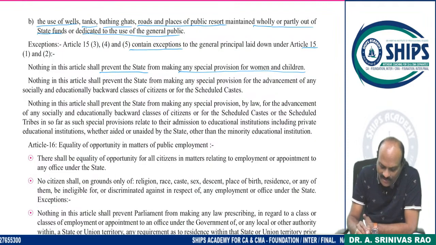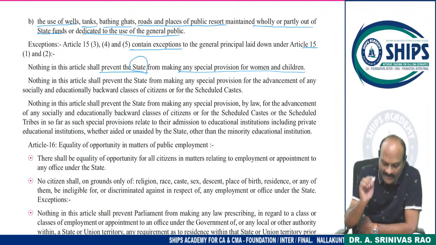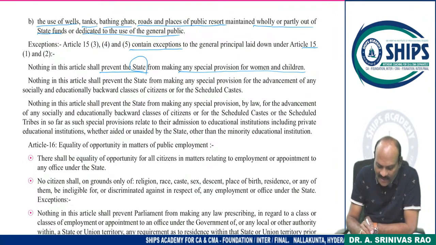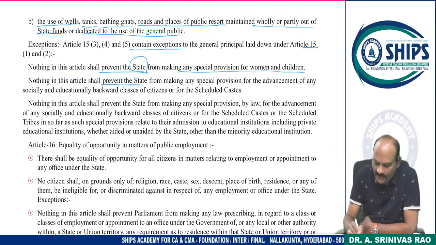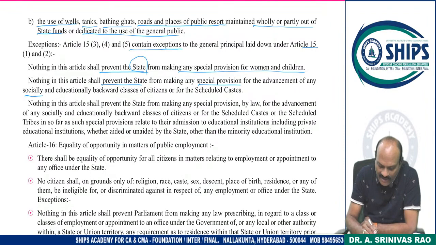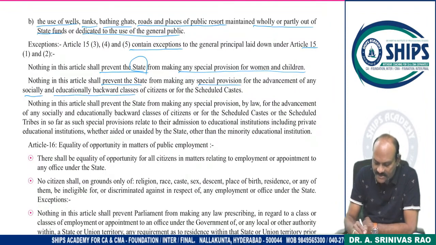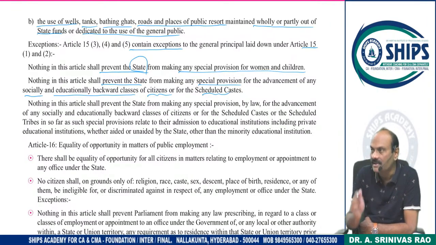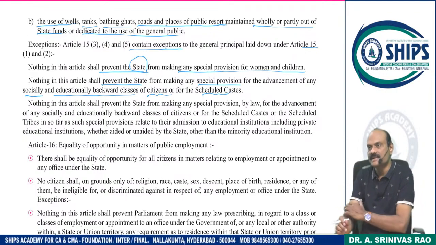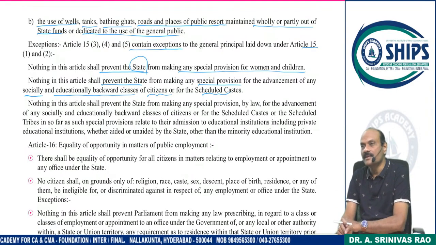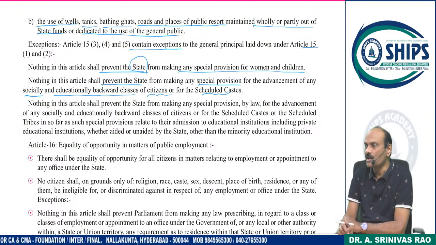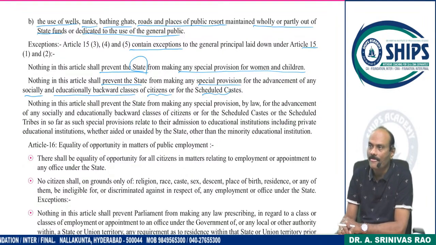Here state means, as I told you, the country can make certain guidelines. Nothing in this article shall prevent the state from making special provisions for the advancement of socially and educationally backward classes of citizens or Scheduled Classes. SC, ST, BC. Since independence, we have been giving reservations for them. Government is giving SC, ST, BC reservations. But the state can have its own policy, initially meant for only 10 years.